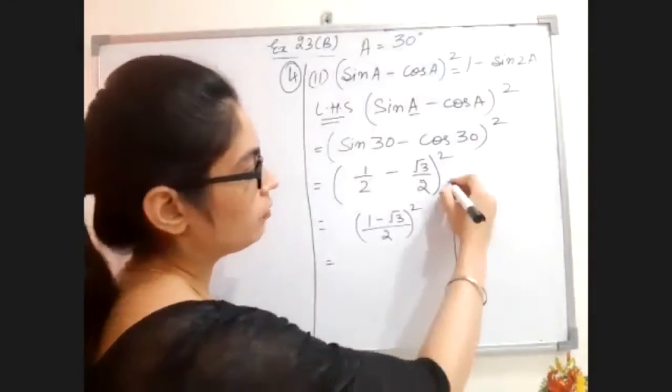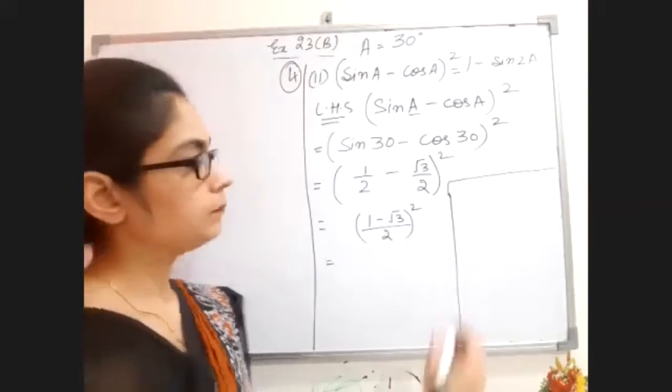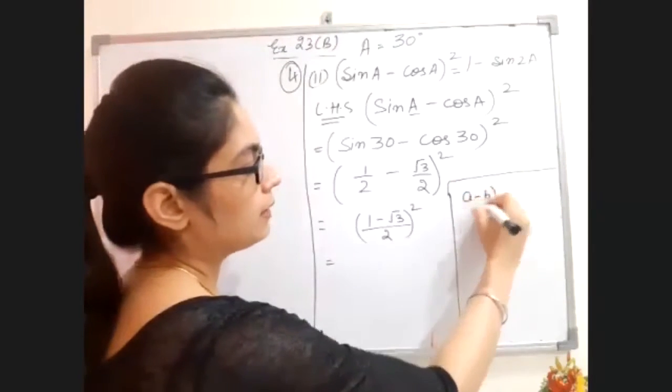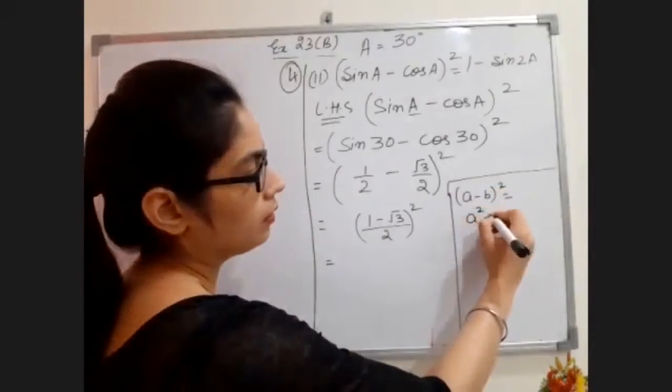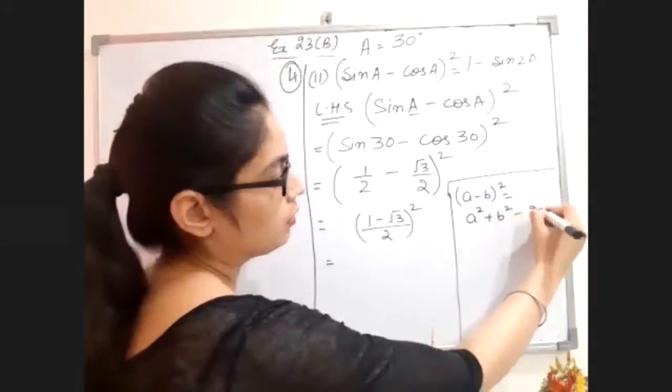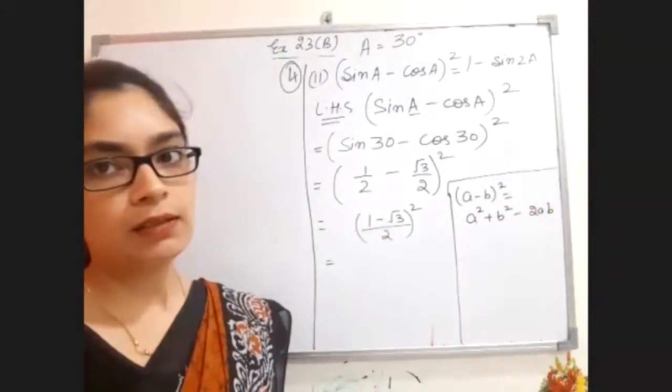So what is the identity of (A minus B) whole square? A minus B square is equal to A square plus B square minus 2AB. So in this question, can you tell me the values of A and B?